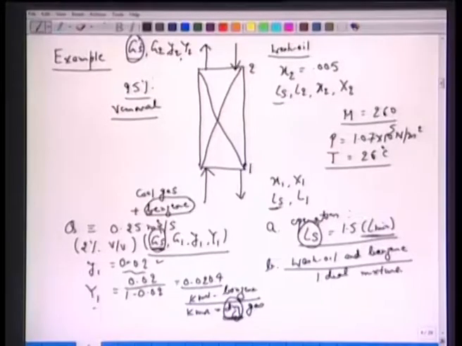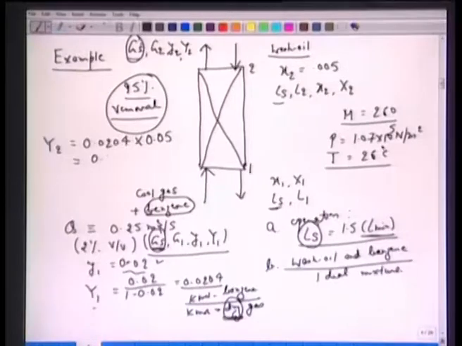Now it says that 95% removal, which means immediately we can say that capital Y2 is, from 0.0204 that we calculated, and we require 95% removal, so the remaining is 0.05. So we have Y2 as 0.00102, and the unit is the same as what we have written here, kilomole of benzene per kilomole of dry gas.